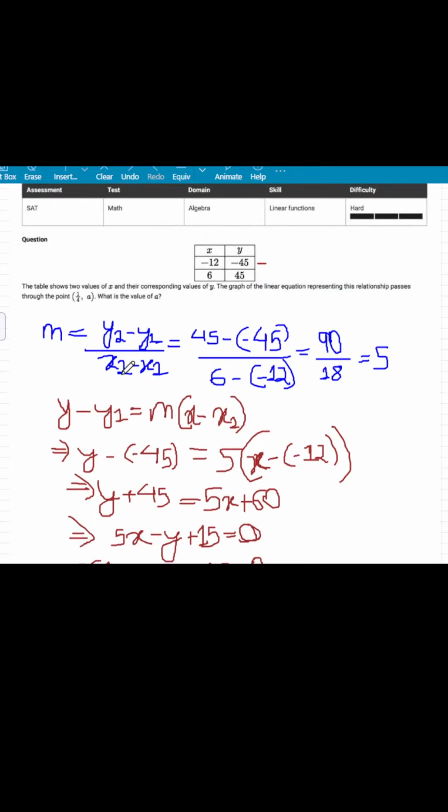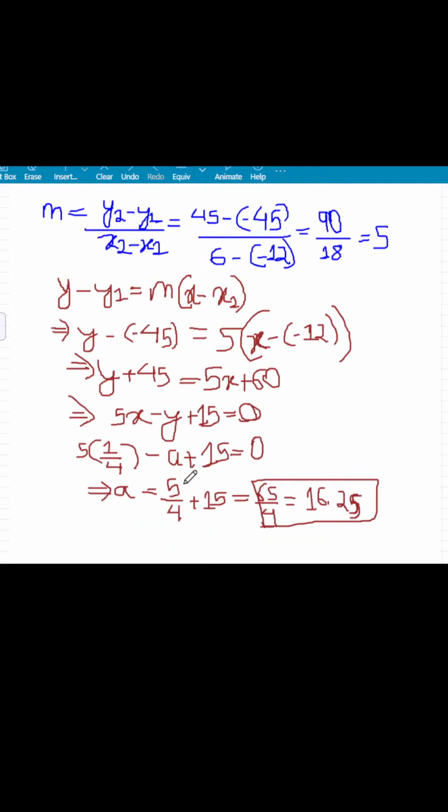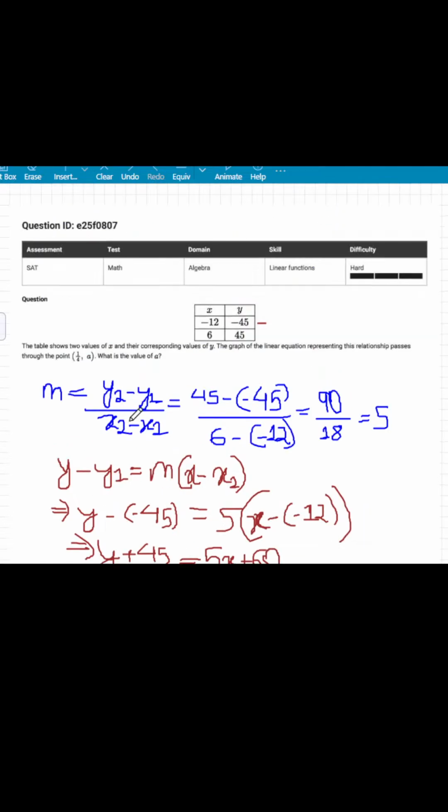So we have to derive the equation by finding the slope first, then using the one point and slope form, and then once we derive the equation, we have to put this point's coordinates in the equation, and then we can get the unknown constant.